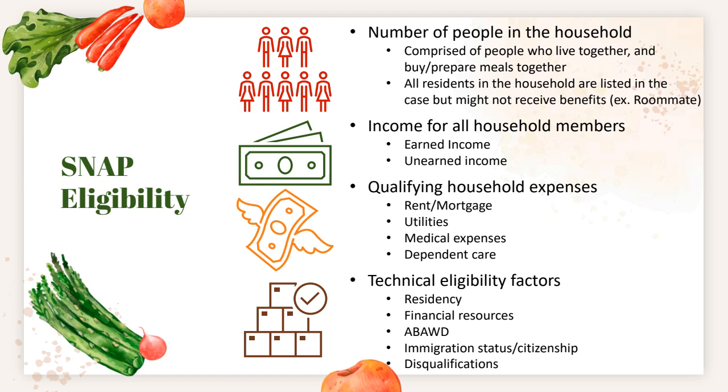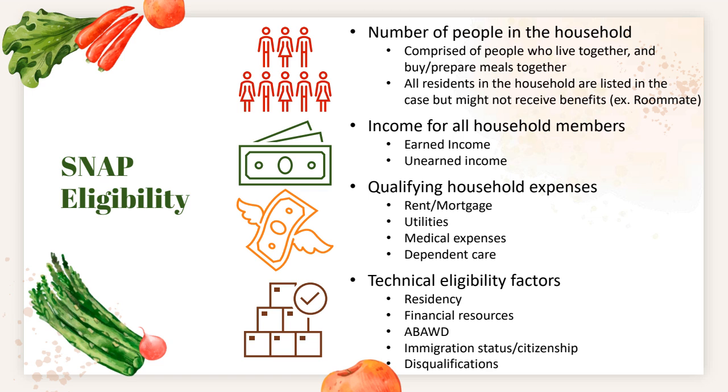We also look at income for the household. Of course, this is probably one of the big ones that you expect to see. It's categorized into two major categories. You have your earned income. Those are things like your traditional job, your self-employment, things like that, income that you are working directly for.